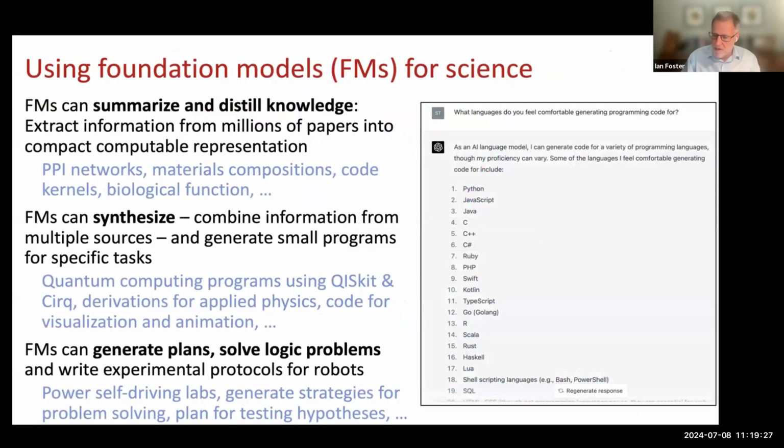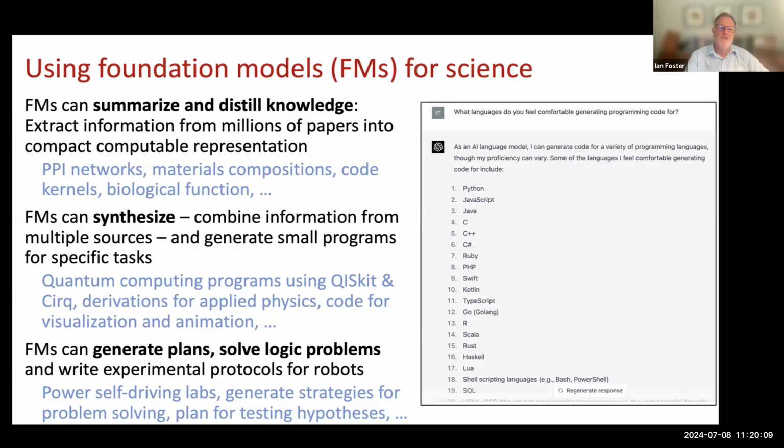Okay, so now let's go on and say a few words about foundation models for science. Apart from that last example, nothing I've said so far has been specific to science. And foundation models, as I'm sure many of you already know, can be very useful just in their current form. You can use them to summarize and distill knowledge based on whatever training data they've already been provided with, or by providing the contents of a paper to them in queries.